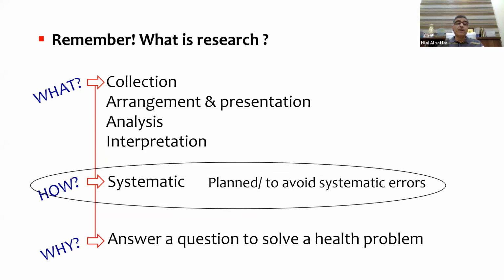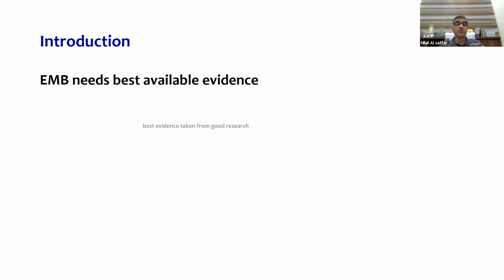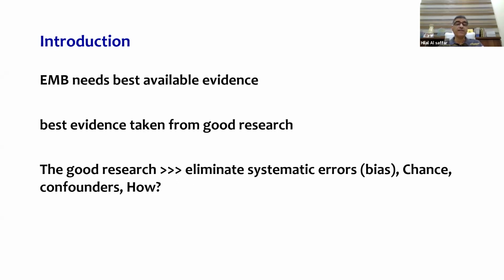You may remember from our previous module, we talked about evidence-based medicine and the pillars that constitute it. We said that one of the most important pillars is the best available research, the best available knowledge or evidence, which should be taken from research. But which research? The research which is good. And in order for research to be good, it should avoid or eliminate any biases, chance, and confounders. I call them enemies.